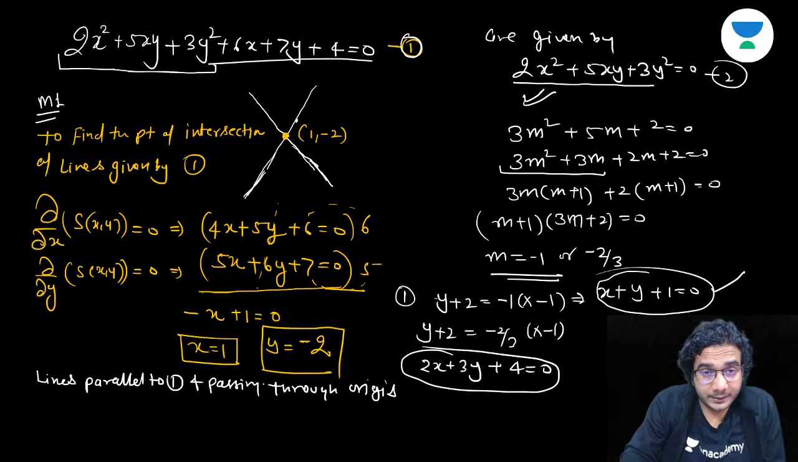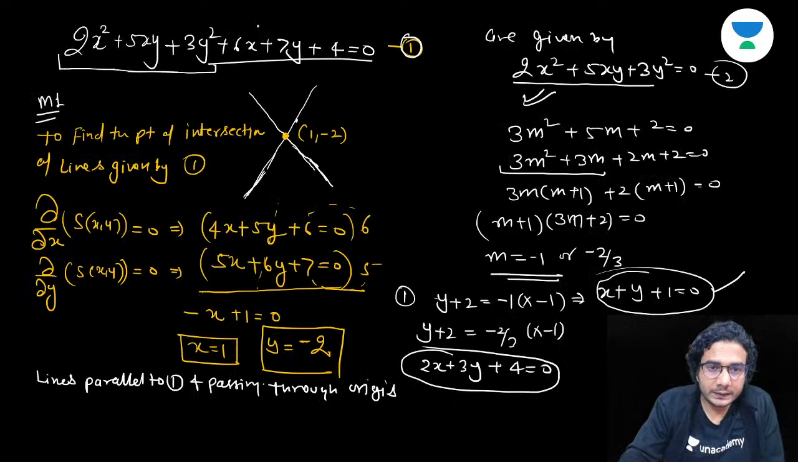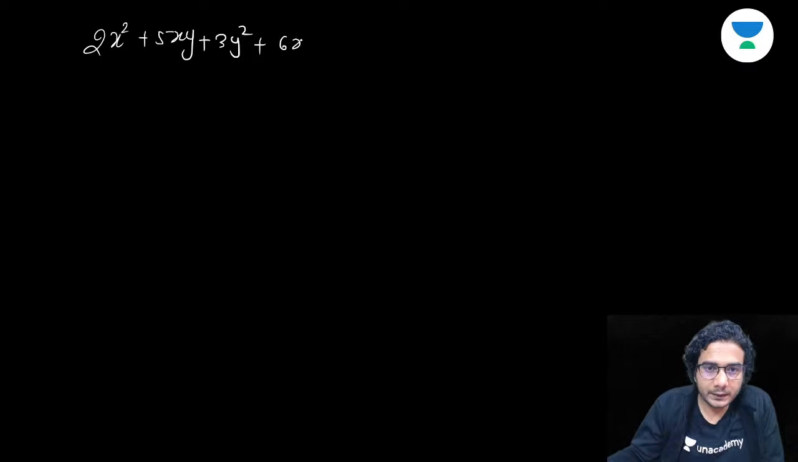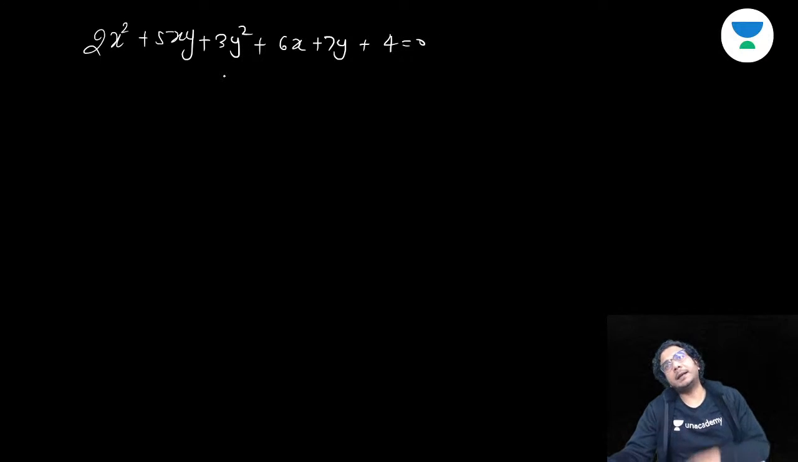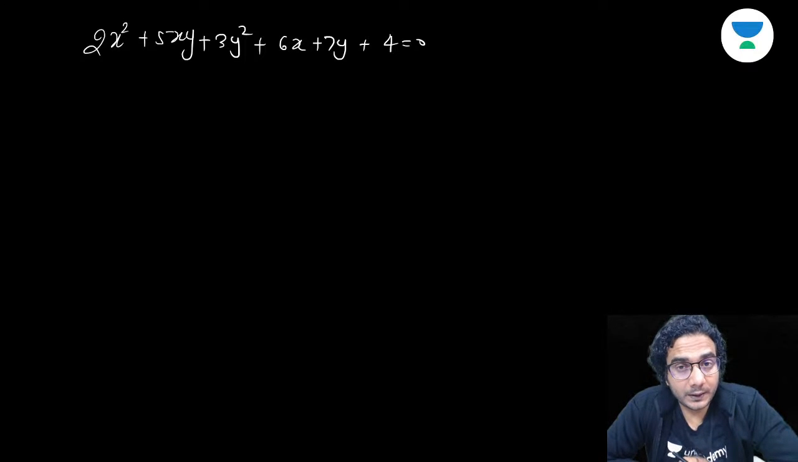Now I'll tell you the second method. I'm not going to leave anything. 2x square plus 5xy plus 3y square plus 6x plus 7y plus 4 is equal to 0. Actually, the derivation which I have not done for delta, I did not explain the delta. Now, while using the second method, I'll tell you the delta also.